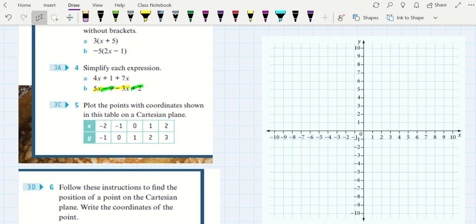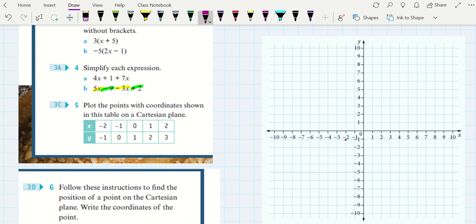Okay, the next one is to plot the points on a Cartesian plane, shown in here. So let's go with negative 2, negative 1. Remember that's our x value. So I've got to read from the x value, but I've got to go down to negative 1. So that's got to be that point there.